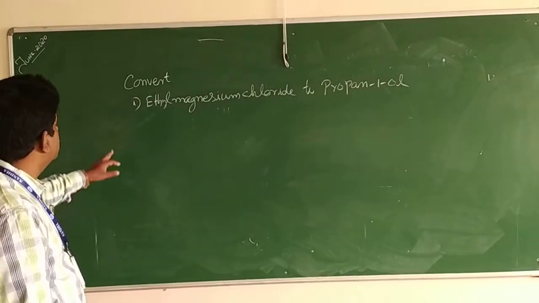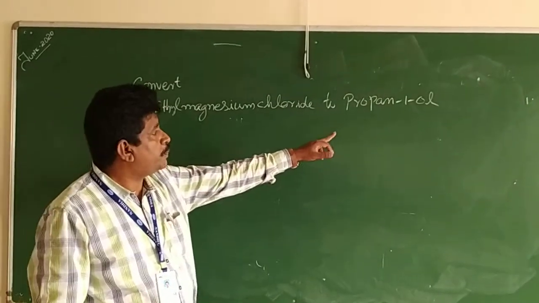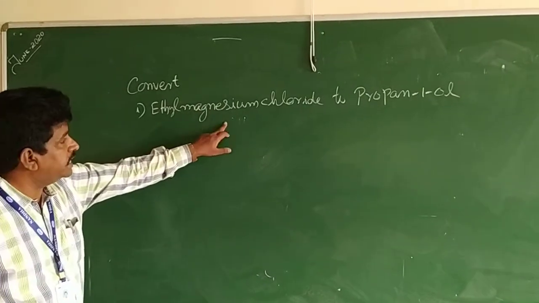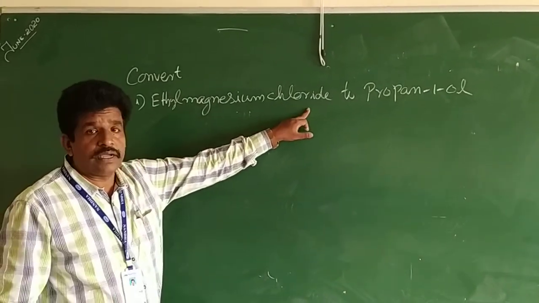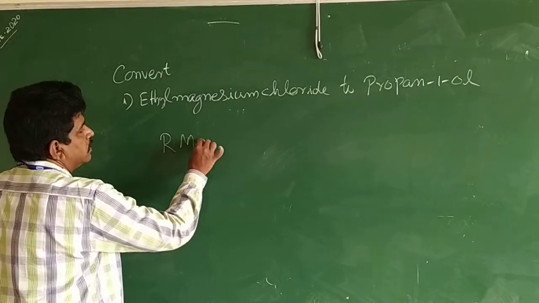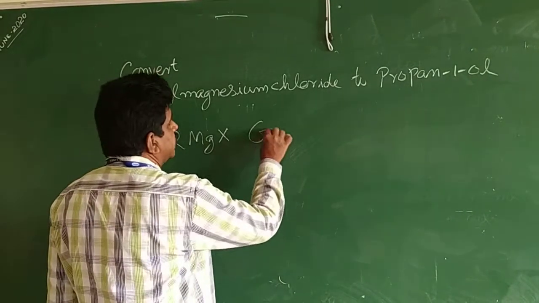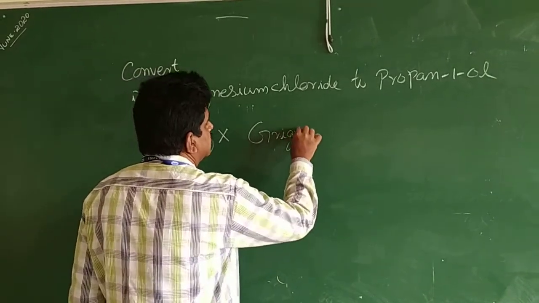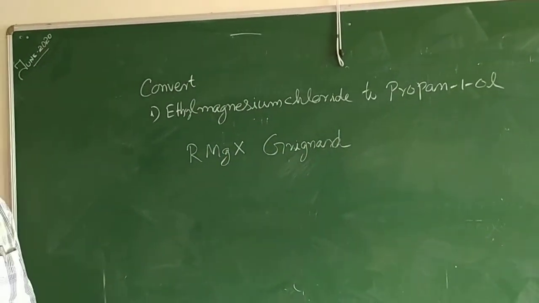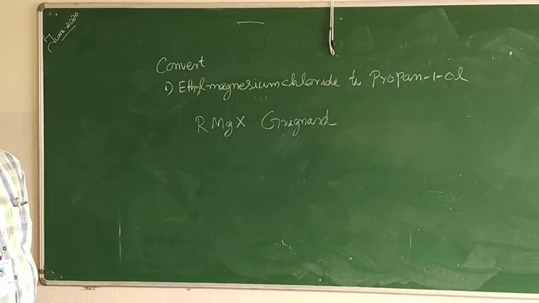See this question. Convert ethyl magnesium chloride to propan 1-ol. Ethyl is the alkyl, magnesium chloride has the halogen. Alkyl magnesium halide is known as a Grignard reagent. So the Grignard reagent, that is ethyl magnesium chloride, we have to convert into propan 1-ol.